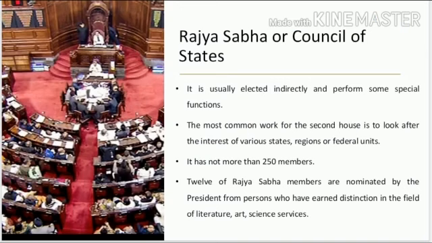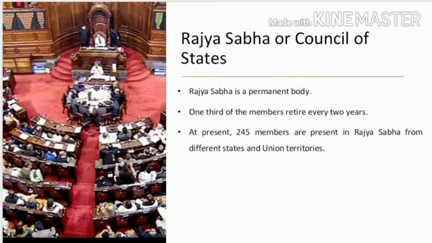Rajya Sabha. It is usually elected indirectly and performs some special functions. The most common work for the second house is to look after the interest of various states, regions, or federal units. It has not more than 250 members. 12 of Rajya Sabha members are nominated by the President from persons who have earned distinctions in the field of literature, art, science, services, etc. Rajya Sabha is a permanent body. One third of the members retire every 2 years. At present, 245 members are present in Rajya Sabha from different states and union territories.